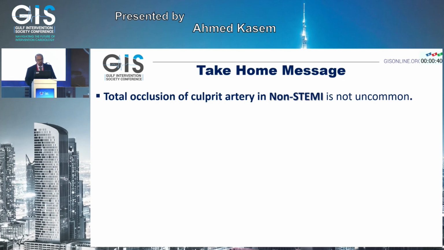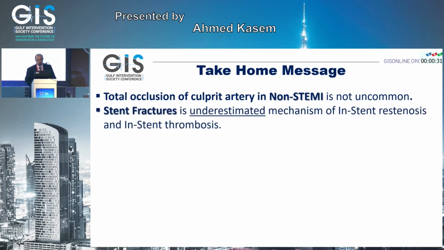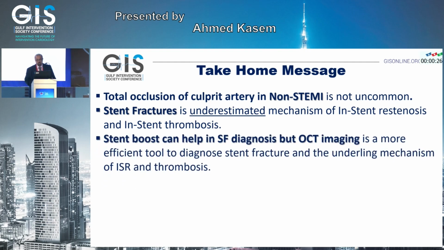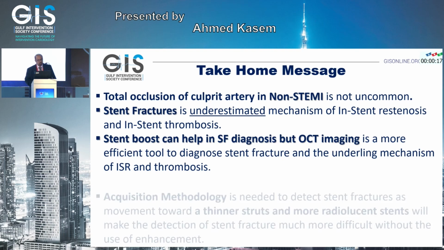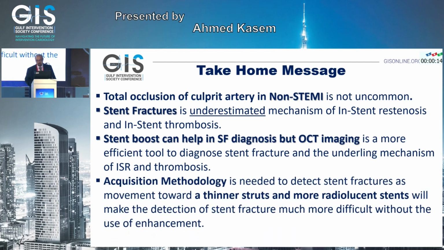So my final take-home message: total occlusion of the culprit artery in non-STEMI is not uncommon and should be dealt with as a STEMI equivalent. Stent fracture is an under-recognized mechanism of stent thrombosis and in-stent restenosis. Stent post can help in stent fracture diagnosis, but OCT imaging is the gold standard and a more efficient tool to diagnose the details of the underlying pathogenesis and pathophysiology. Acquisition methodology is needed to detect stent fracture, especially as we are moving towards thinner, more radiolucent struts nowadays. Thank you.